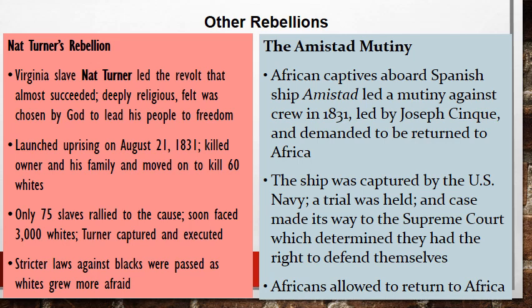At trial, the question was, should they be allowed to be freed? And the Supreme Court, surprisingly, said they had a right to defend themselves and a right to rebel and to go away back to Africa. So this is one successful rebellion, though note it's not on land.